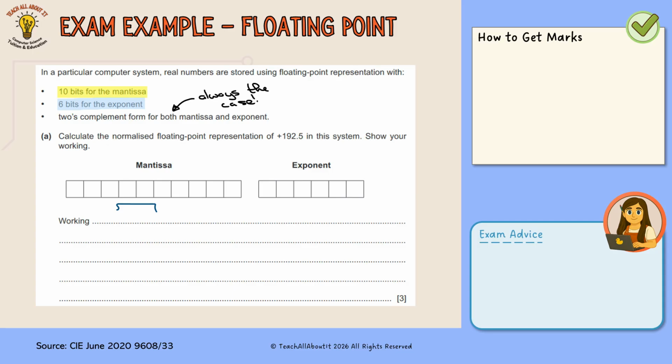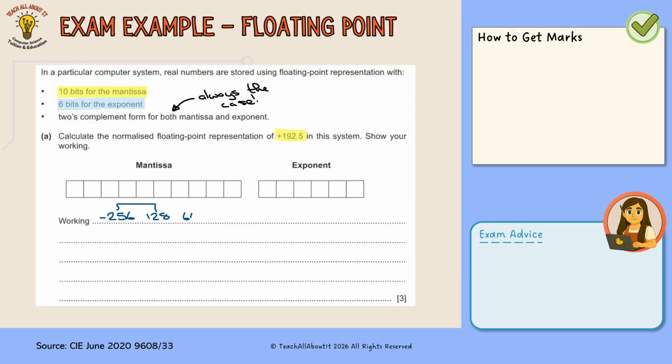The fact that they've told us that 2's complement is used for both of them, that's lovely. They won't normally do that. They will assume that you know this now. So in this case, what we are going to do is we're going to calculate a floating point representation of the positive version, so a positive 192.5, using 10 bits for a mantissa and 6 bits for the exponent. So what we're going to do to start off with is we are going to write out our table.